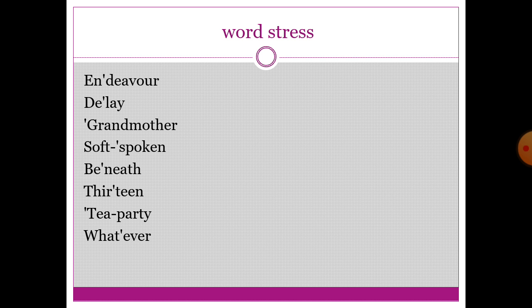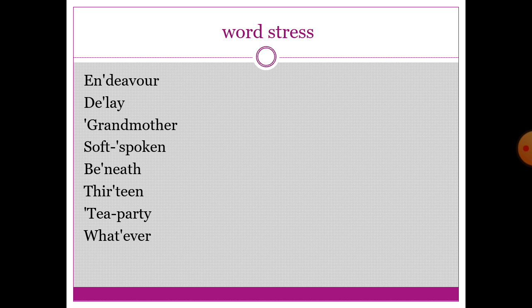The next word is 13. When the words are numbers, when numbers are written in words, we go for rule 3. So whenever there is teen in the word, the stress will be on teen itself. That is a matter to remember. So that's why here the teen is stressed. And the next word is tea party.